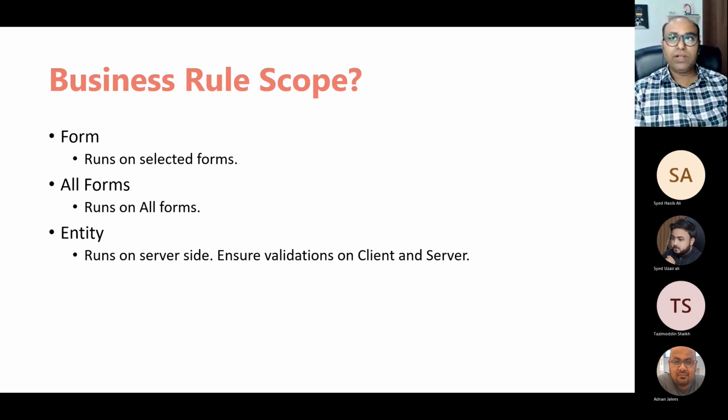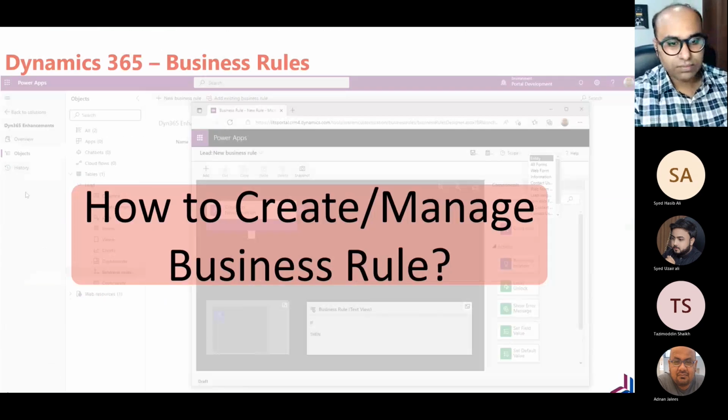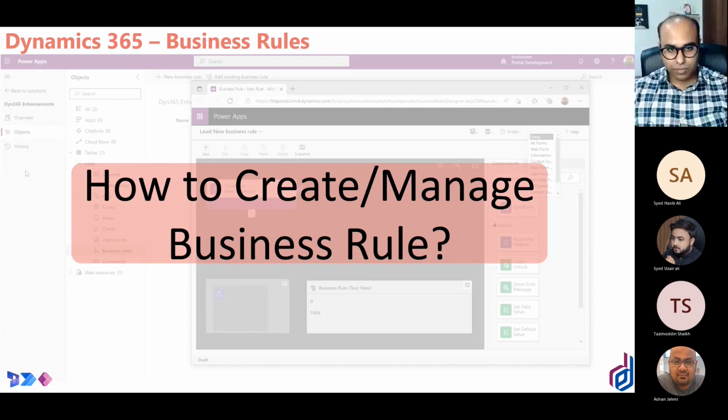That depends. There are some rules you want to apply even when the user is importing data, or let's say there is an integration with your front end website, which has a contact us form. When the user enters the data in the contact us form, a lead is created using the web API call. In that case, you also want to ensure that the business rule is applied. In that case, you have to select entity. But if the user is only using it on a form or a particular form, we can select either form or all forms. Okay.